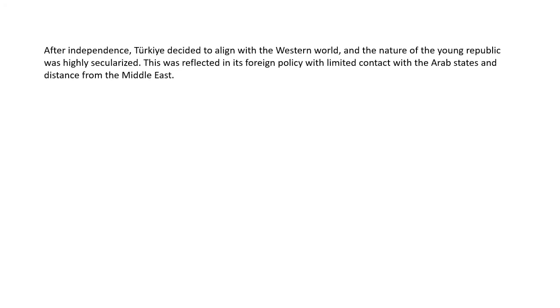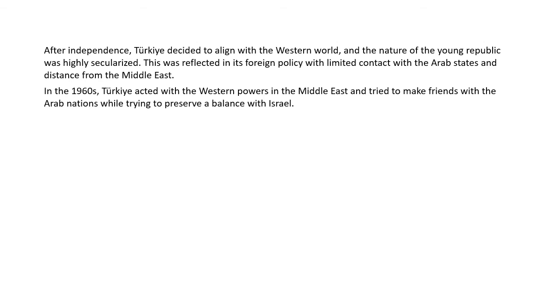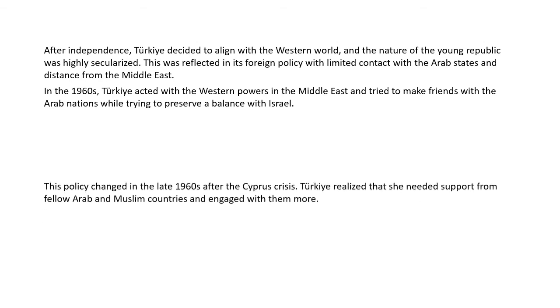After independence, Turkey decided to align with the Western world, and the nature of the young republic was highly secularized. This was reflected in its foreign policy with limited contact with the Arab states and distance from the Middle East. In the 1960s, Turkey acted with the Western powers in the Middle East and tried to make friends with the Arab nations while trying to preserve a balance with Israel.